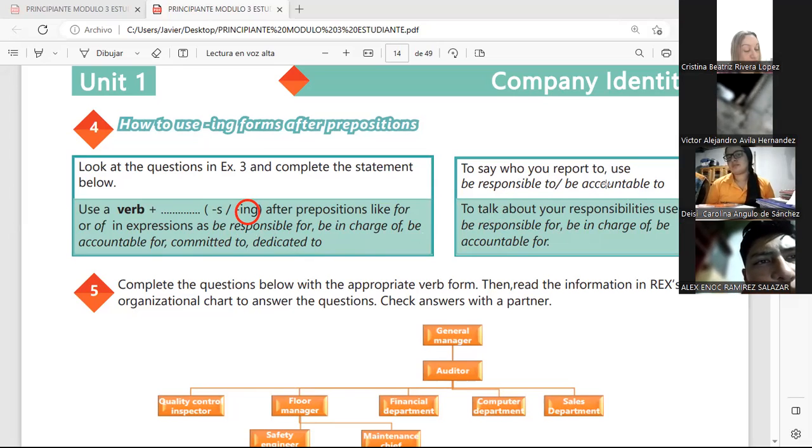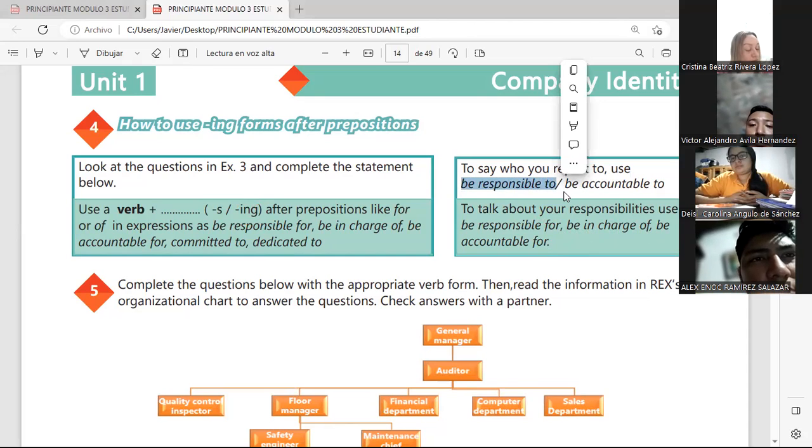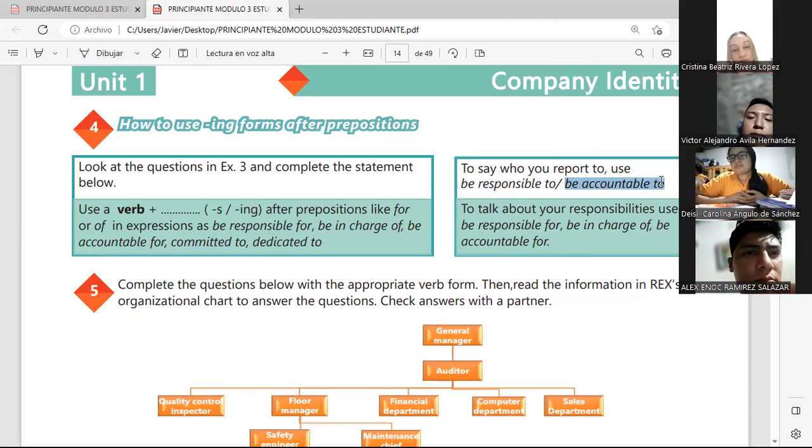And it says, to say who you report to, use be responsible to or be accountable to. To talk about your responsibilities, use be responsible for or in charge of, or be accountable for, right? I will explain this. When I say I am responsible to, I am saying who my boss is. But you can also say I am accountable to. But when I say that you are the manager, you say I am responsible for.